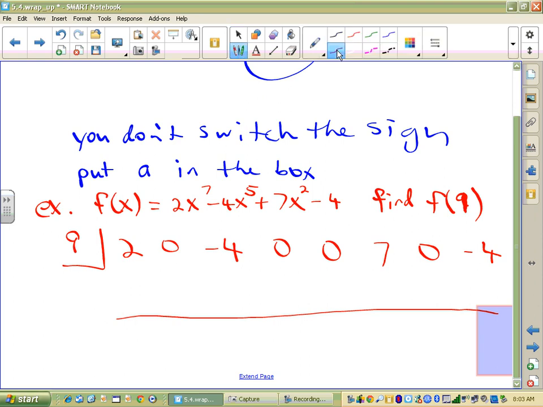So we're going to take the 2 and drop it, and we get 2 times 9 is 18, and 18 plus 0 is 18, and 9 times 18, people want to get out calculators. You don't need a calculator for this. 9 times 10 plus 8, that's 90 and 72. That's 162.